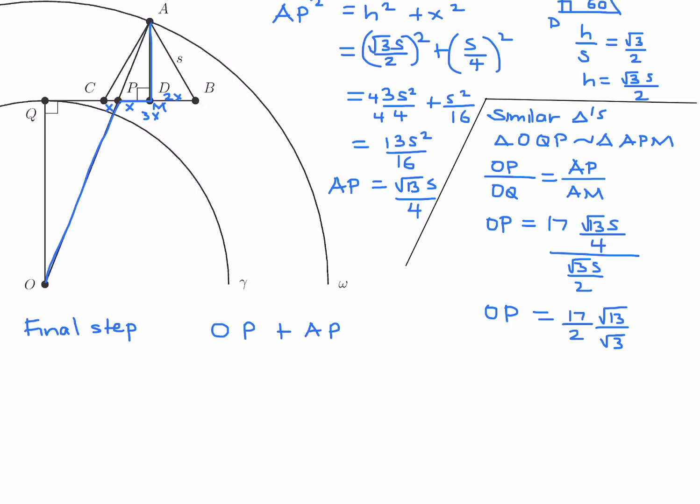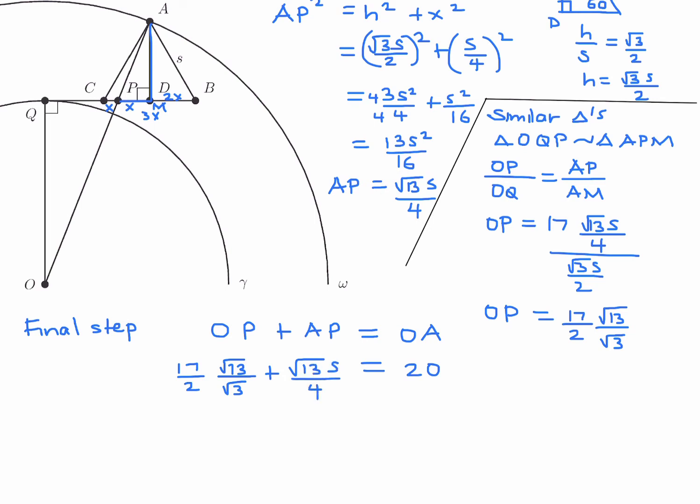That line basically that connects O to A, and that of course is equal to OA. And OA is the radius of that big one, and the big circle was 20. OP individually, well, OP is this, so 17 over 2 root 13 over root 3. And then AP was this guy, so root 13s over 4.